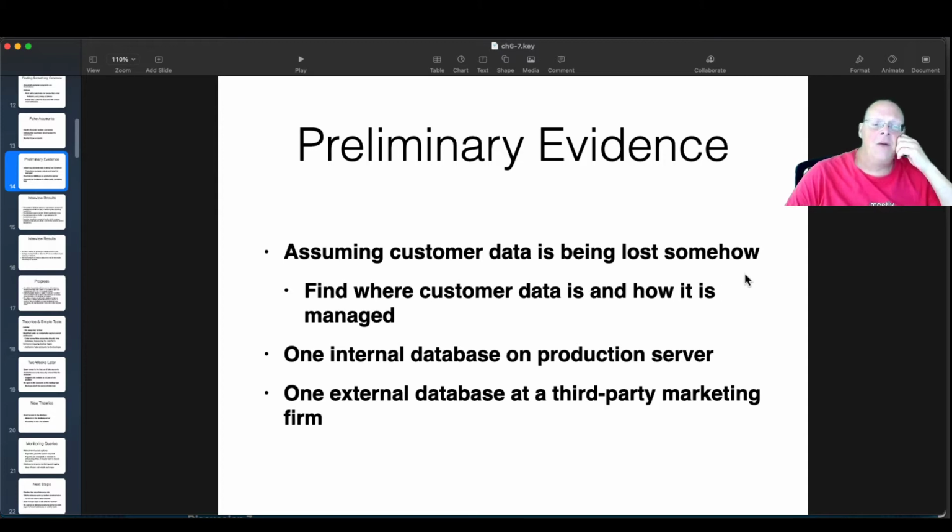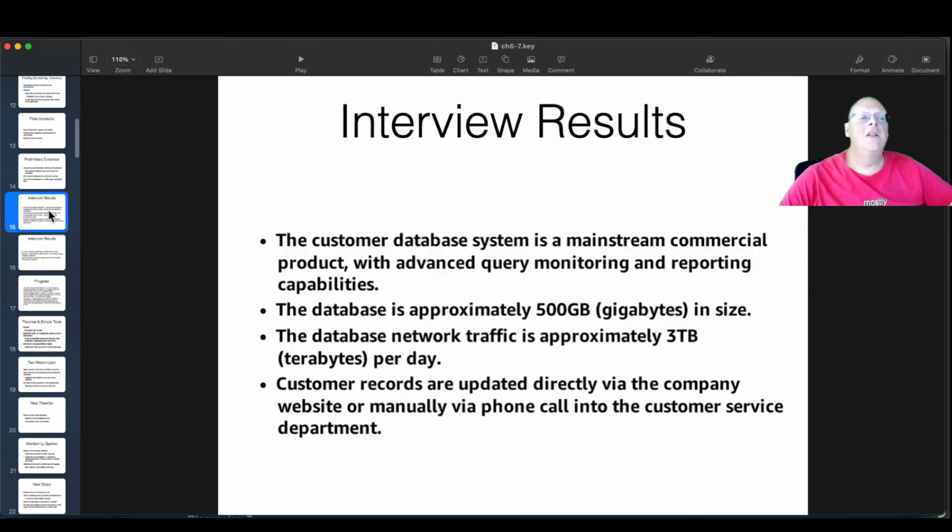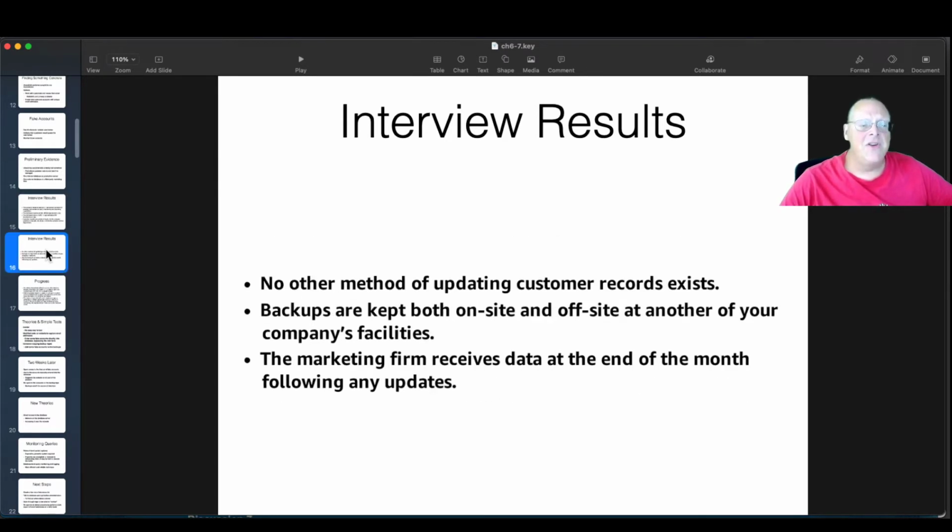So find out where the data is. It turns out the data is on a production server, and then it's sent to a marketing firm. So they could be stealing it at either end. If you interview your people, you've got a commercial database that's a big database running a ton of traffic, and the records could come in directly by the website or by a phone call into customer service. So there are several places it could happen. There are backups too. Somebody could in principle be stealing from the backups, and somebody could be stealing from the marketing firm you're sending data to. Well, any of these are possible.